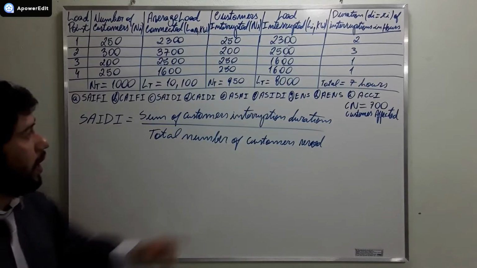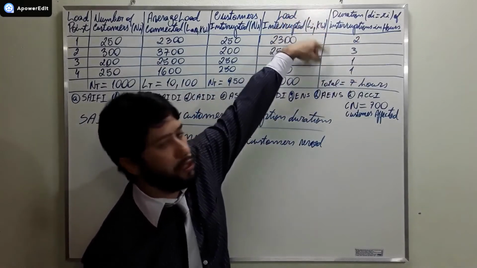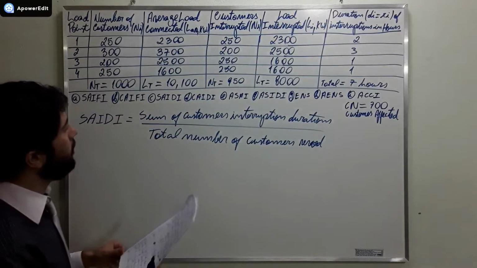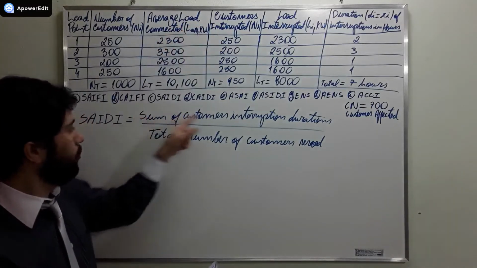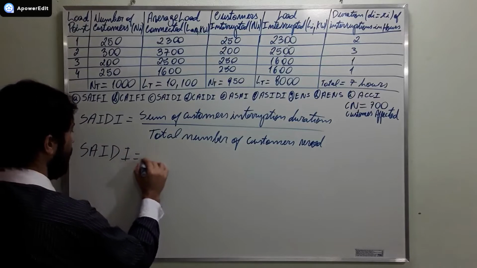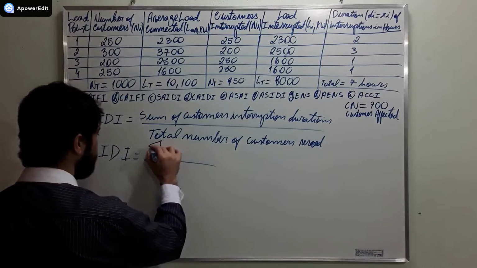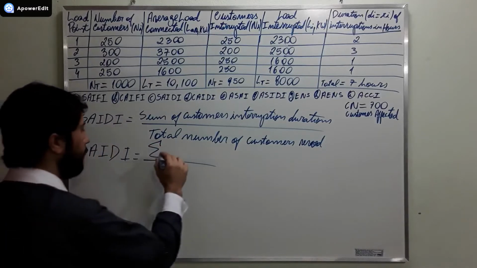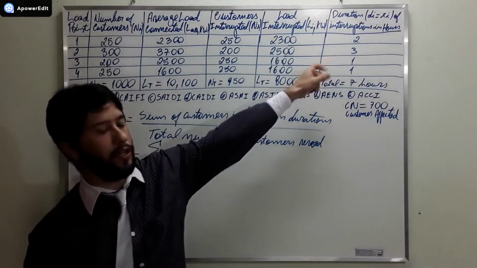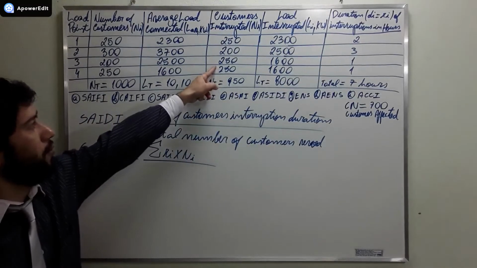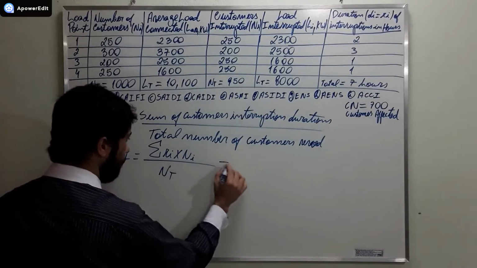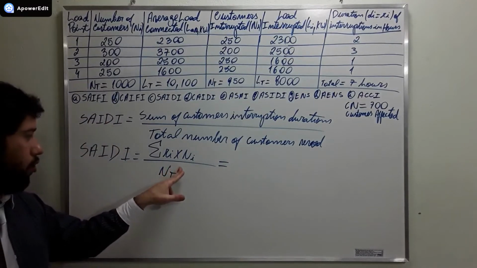we multiply Ri, the durations, this column here, 2 hours, 3 hours, 1 hour, 1 hour, with the number of customers here. So SAIDI is going to be equal to the summation of the product between Ri, the durations, and Ni, the customers affected, divided by Nt. Here, you need to pay attention to this, okay?